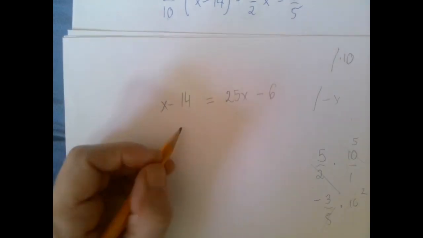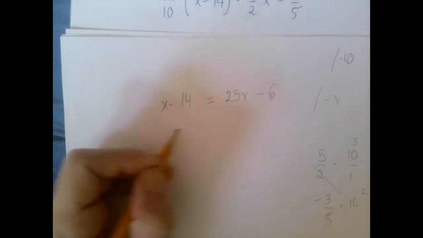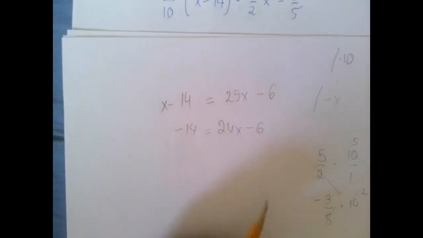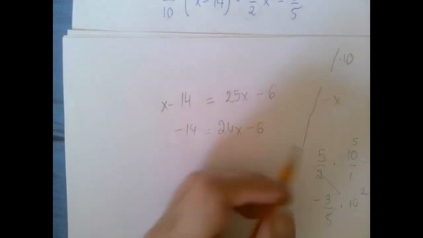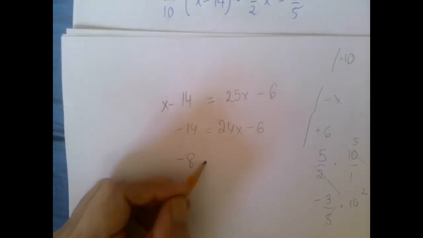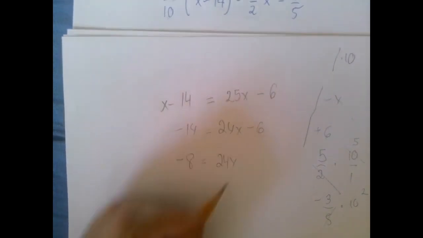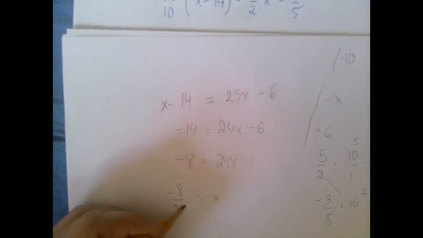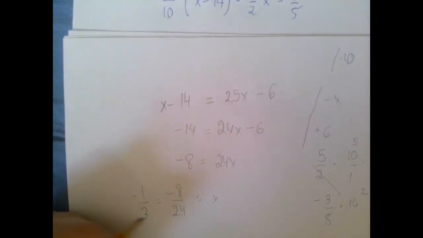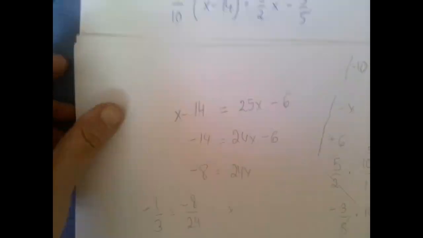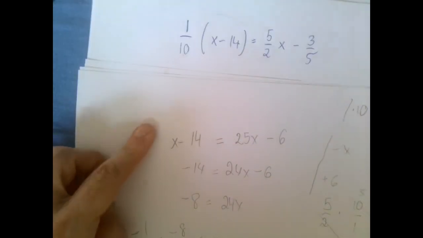We're going to subtract x. So that's negative 14 equals 24x minus 6. Now we're going to add the 6. So that's minus 8 equals 24x. And now when we divide by 24, we get minus 8 over 24 or minus 1 over 3. So we got the same answer. Always good news. So eventually this is the step you're going to make.